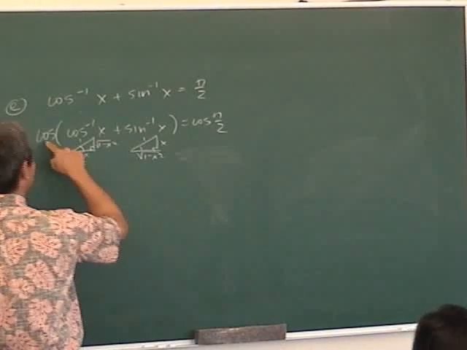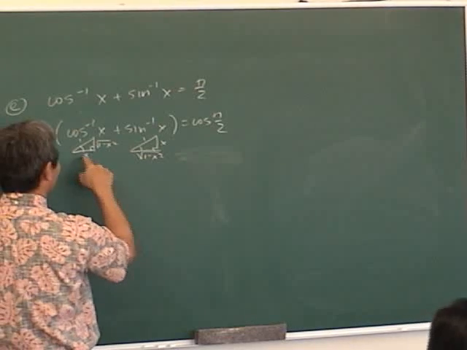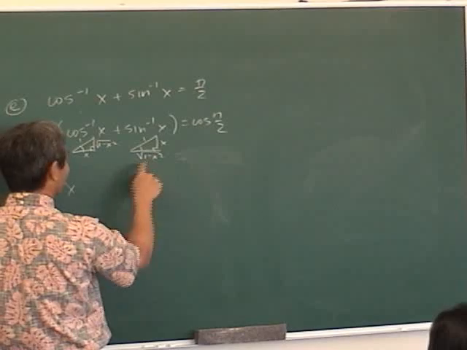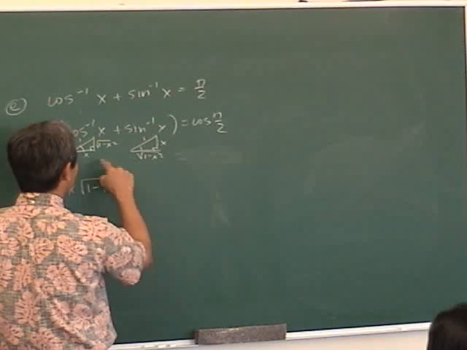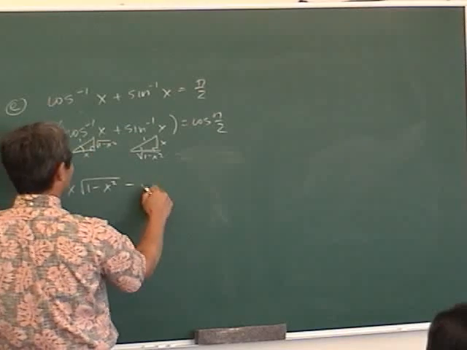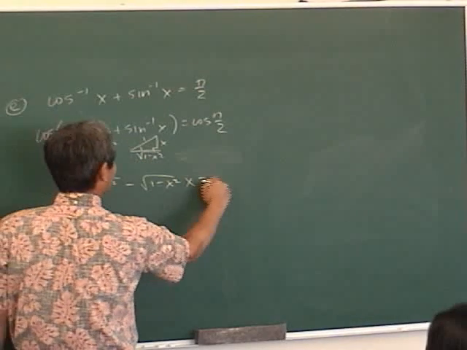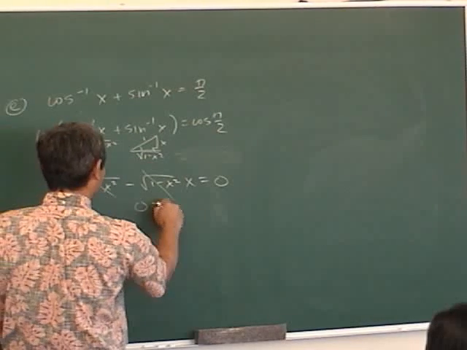What's the identity for cosine of A plus B? Cosine of the first. Look at this one. What is the cosine of this? x. Cosine of the second, minus sine of the first times sine of the second. And that's equal to 0. Hey, but Mr. Park, these two cancel out. You get 0 equals 0.